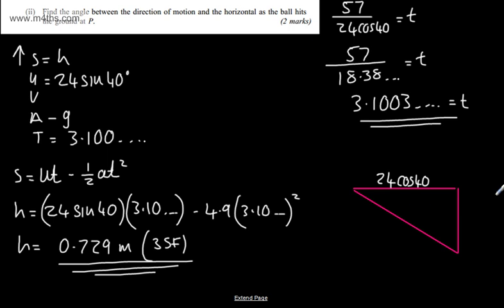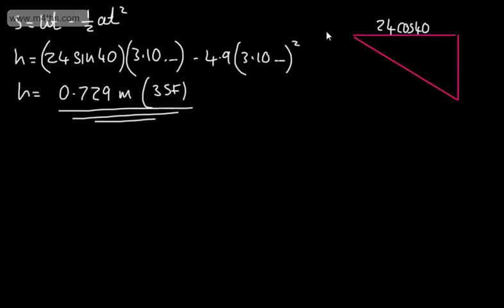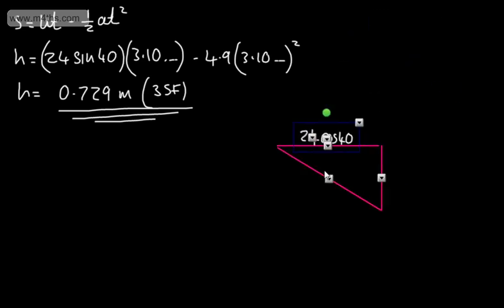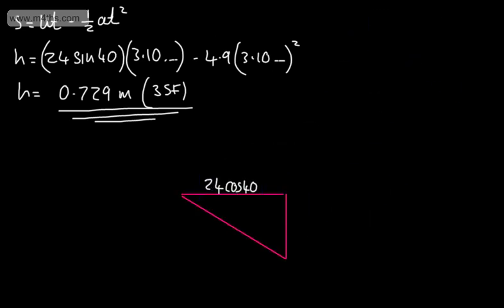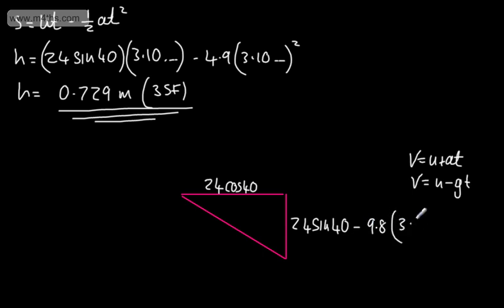If we take this one, and I'll just move it so we can fit it on, let's take that down here. With this one, we start off with 24 sine of 40 degrees minus g times t. So this is v equals u plus at for the vertical motion: v equals u minus gt. So minus 9.8 multiplied by the time, which is 3.1 and so on.